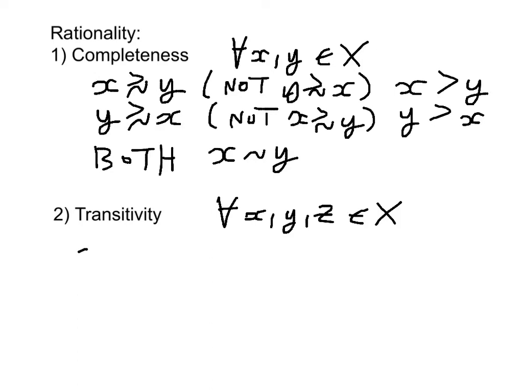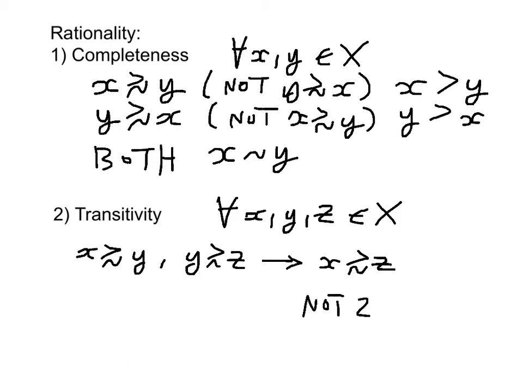and if we have x at least as good as y, and y at least as good as z, then the transitivity requirement imposes that x be at least as good as z. So we are ruling out the case of z being preferred to x. And the reason for this is we're trying to avoid cycles.